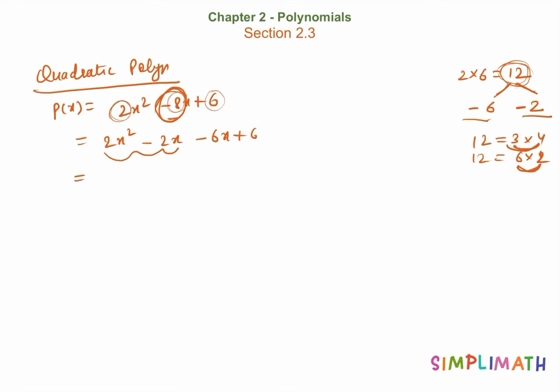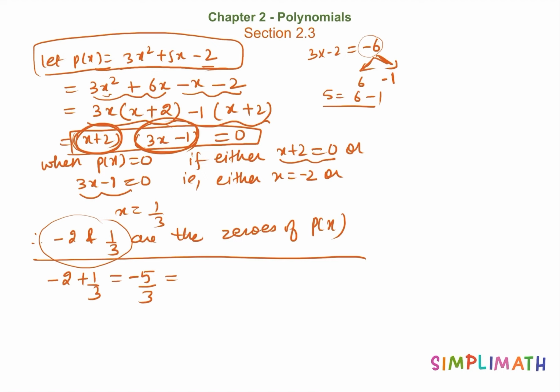Now let us consider the sum of these two zeros. Okay, what is the sum? Minus 2 plus 1 by 3. So I can write this as minus 5 by 3. Okay, now let us compare with the initial polynomial. So I can say this can be written as minus of coefficient, what is 5? 5 is the coefficient of x, what is 3? 3 is the coefficient of x square, right?